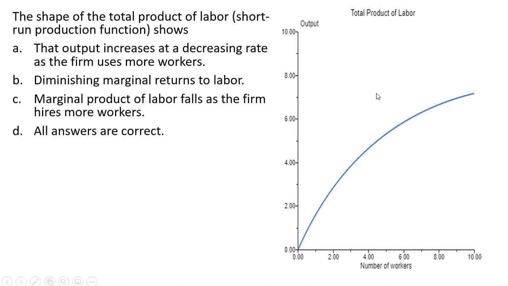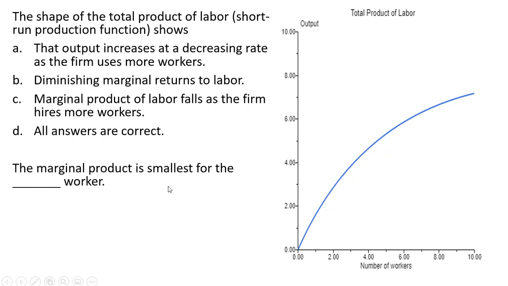Okay, using this diagram on the right, the shape of the total product of labor shows A, that output increases at a decreasing rate as the firm uses more workers. That's true. This production function here is not rising exponentially. It's flattening out here. B is correct. There are diminishing marginal returns to labor. C, marginal product of labor falls as the firm hires more workers. That's just diminishing marginal returns to labor, so C is correct. And in this case, all answers are correct.